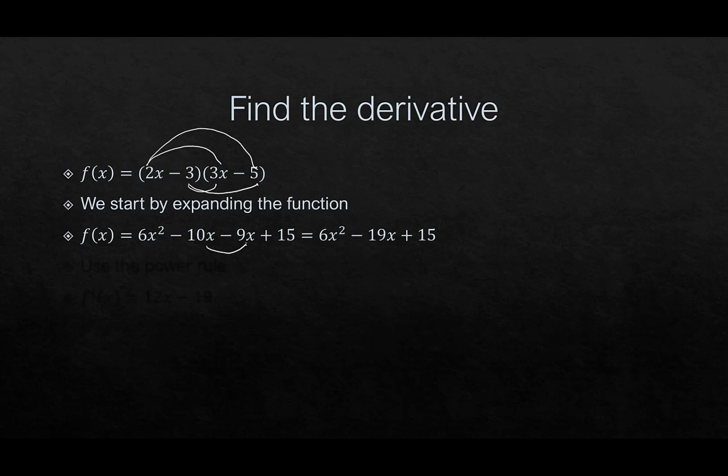So to get the derivative of a product, we first have to find the product. Now that we have the product, we can use the power rule. Remember, the 2 is going to come down, so 6 times 2 gives us a derivative of 12x. Negative 19x is x to the power 1, which means that x will just go away. 15 is a constant, also goes away. So our derivative is 12x minus 19.